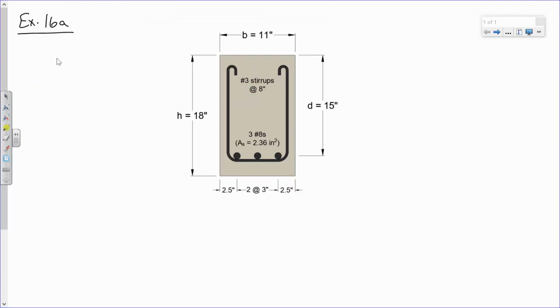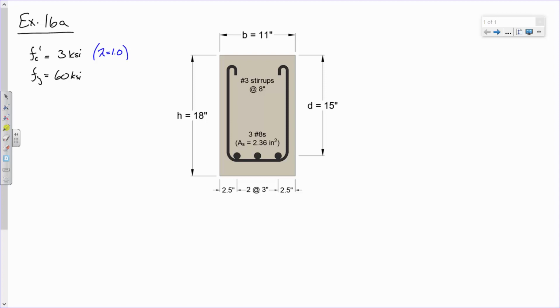Now, remind me, I think this beam had an f'c of, was it 4 or 3? 3 ksi. And what else can you tell me about the concrete? Normal weight. So it's normal weight, which means what? Lambda is 1. And fy is 60. Good. Thank you.